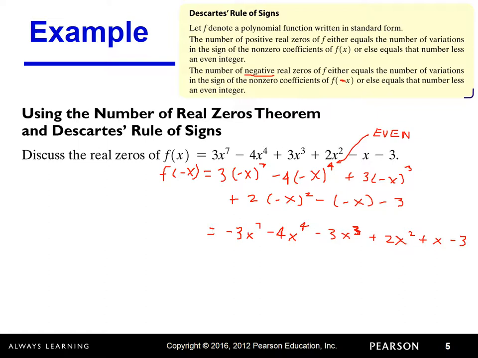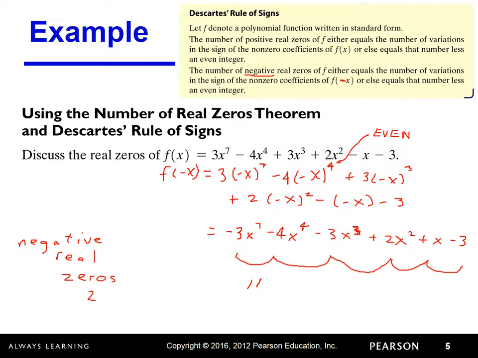And now we'll count the number of sign changes. Negative to negative, that's not a change. Negative to negative, that's not a change. Negative to positive, that's a change. Positive to positive, that's not a change. And positive to negative, that's a change. So there were only 2 changes, because I went negative, negative, negative, positive, positive, negative. So the number of negative real zeros is either 2 or less than 2 by a positive even integer, so it could be 0. On the left, if you looked at a graph, there would be 2 x-intercepts or no x-intercept.